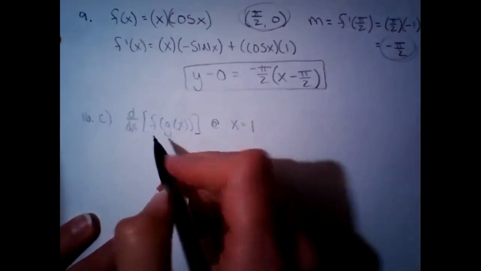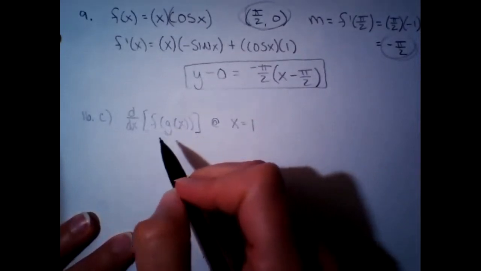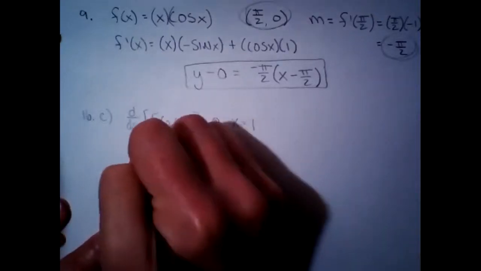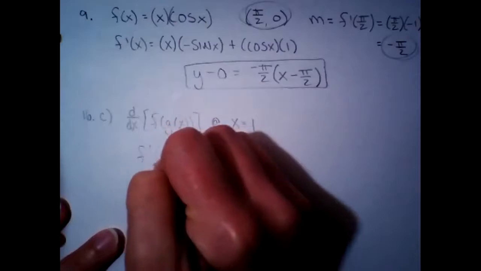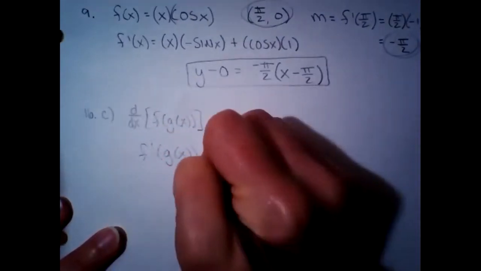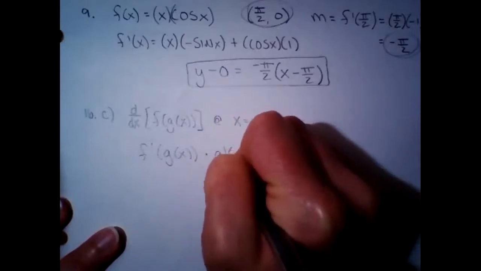And I said when I passed out the test, or when I went over the test before you guys took it, I said you have to write out the rule. So it is the derivative of the outside, leave the inside alone, and then chain on the derivative of the inside.